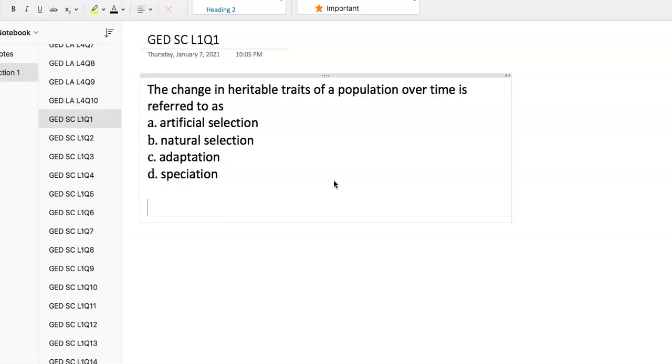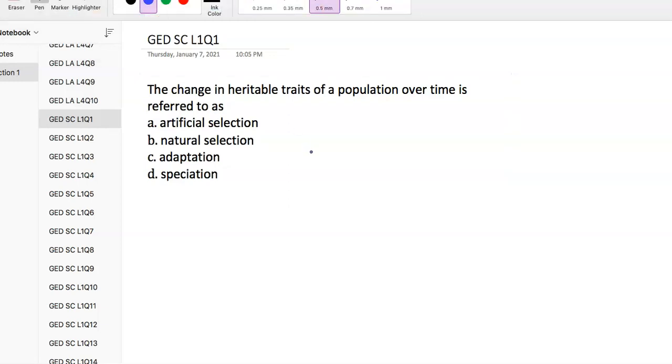Okay, let's get going here. Question 1, the change in heritable traits of a population over time is referred to as, and the answer we want is B, natural selection.